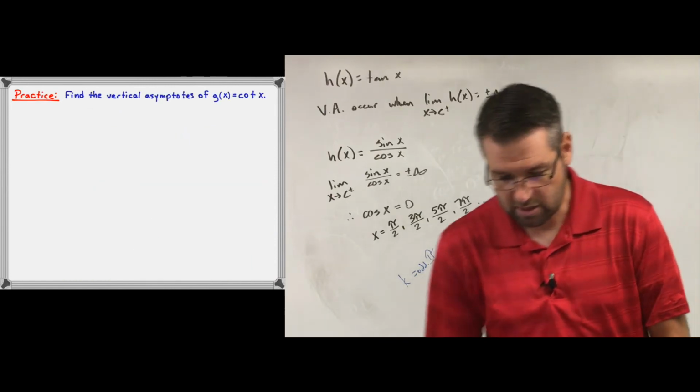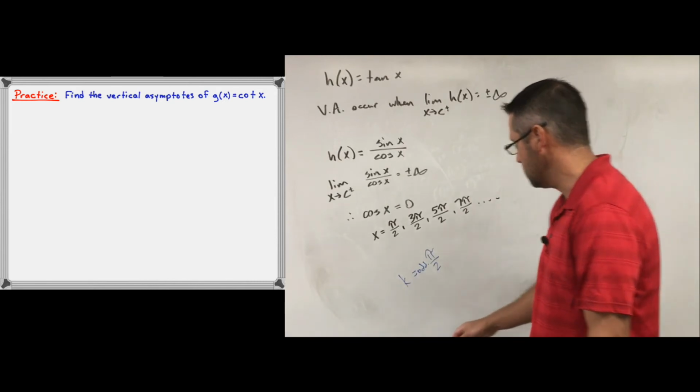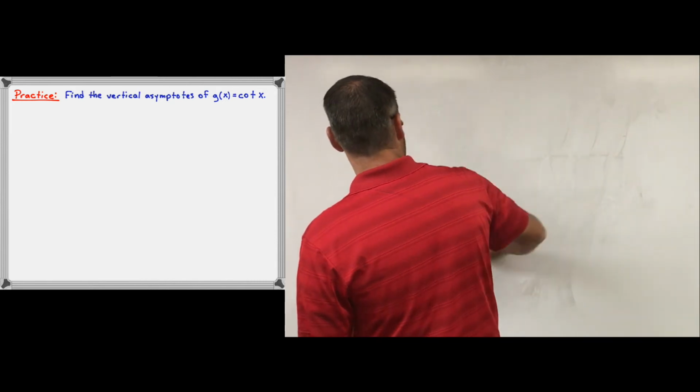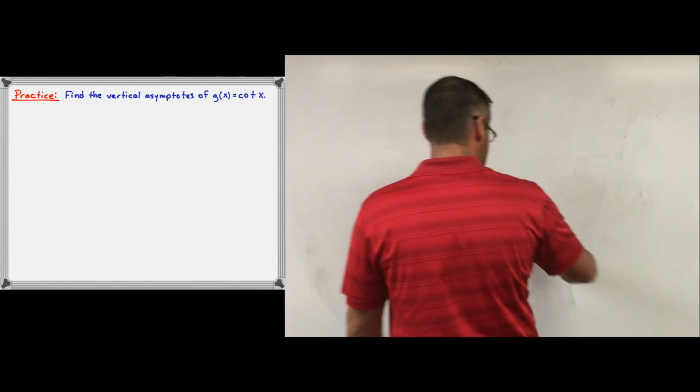All right, here is your practice problem. Find the vertical asymptotes of cotangent of x. Pause the video, see if you can come up with an answer. When you're done, come back and see how you did.